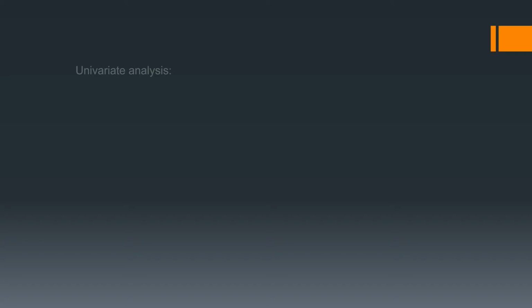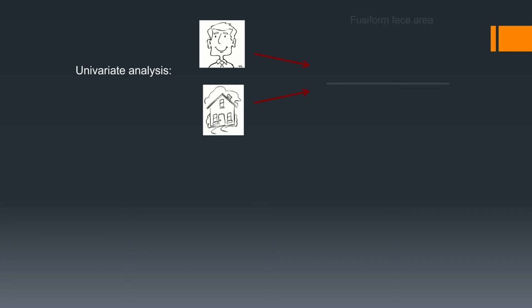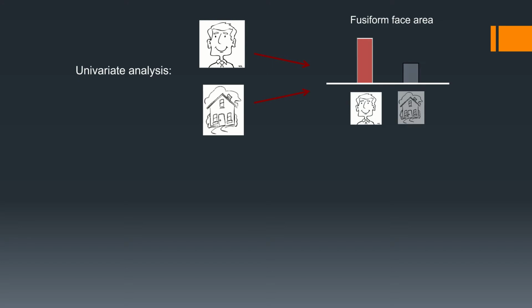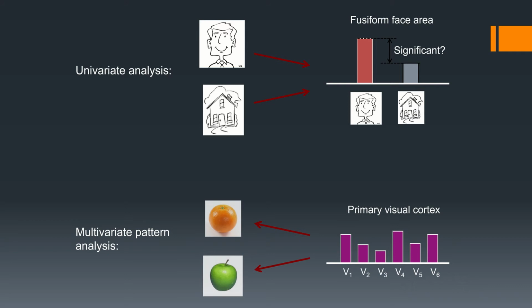So just a brief recap. For univariate analysis, you look at either a face or a house, and in a certain brain region, you get different activations. Is the difference in activation significant, yes or no? With MVPA, it's different. In an area in the brain, you have different patterns, and based on the patterns, can you accurately classify or predict if you're looking at apples or oranges?